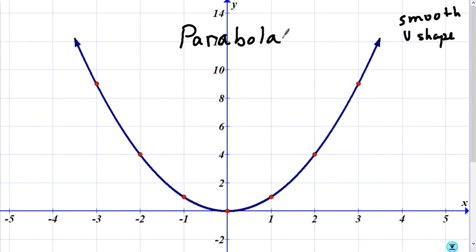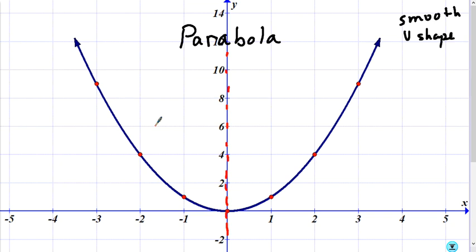But the word parabola is reserved for the curves of quadratic functions. So not any U-shaped curve is a parabola. Furthermore, this curve is a symmetric curve. It has an axis of symmetry, and in this case, it is the y-axis. So this curve is identical to this curve if you fold across the y-axis.